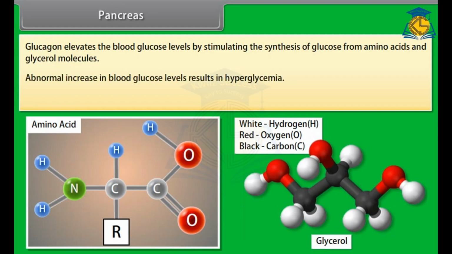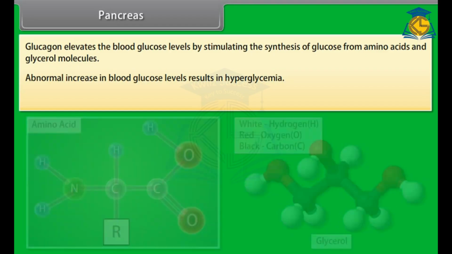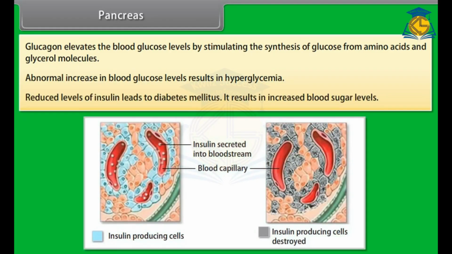An abnormal increase in blood glucose levels results in hyperglycemia. Reduced levels of insulin lead to diabetes mellitus. It results in increased blood sugar levels.